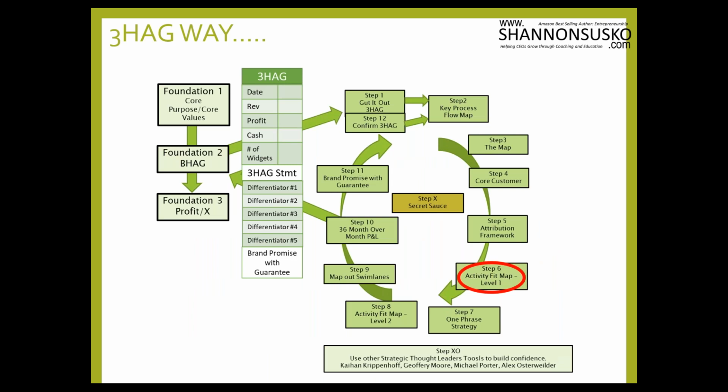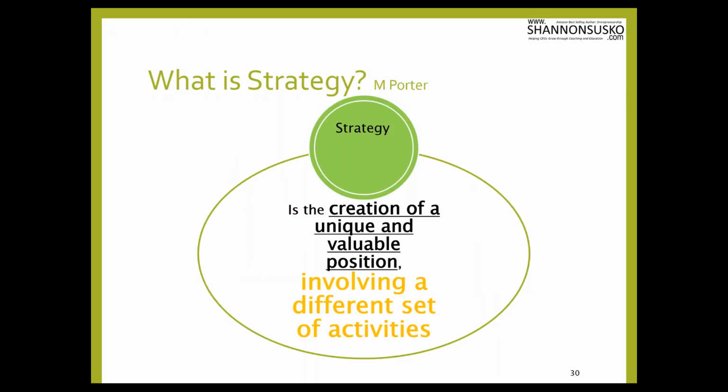So it is step 6. We are going in an order, throughout this process on purpose. So now we're working from the attribution framework into our 3 to 5 differentiating actions.